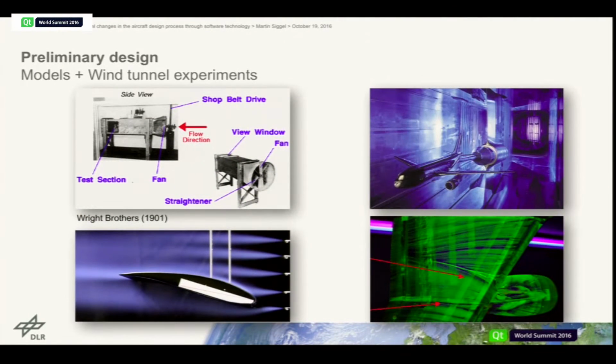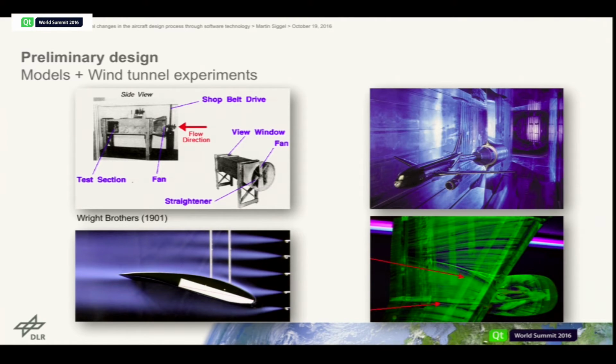The next phase is preliminary design. You have some rough idea, and you start creating your models, and then you put them into wind tunnels. Interestingly, even the Wright brothers, with their first aircraft, started with a wind tunnel, because they saw that their measurements didn't fit their expectations. Their lift was only a third of what they expected, actually. So they started building their own wind tunnel, and then they tried to figure it out.